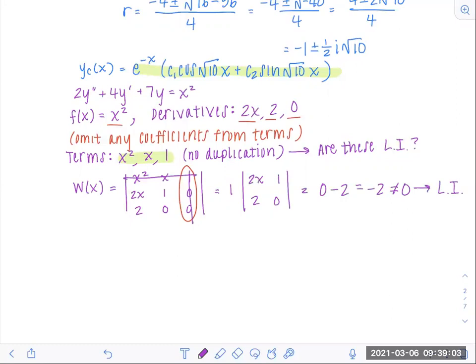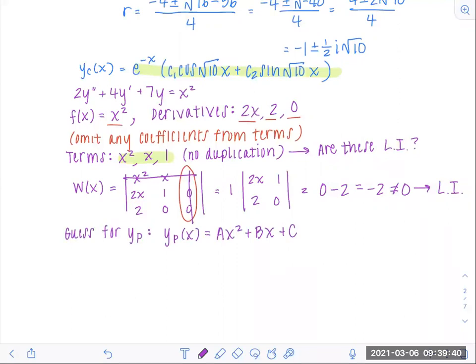At this point, we can now apply rule 1. We checked that we didn't have any duplication in our terms and that our terms are linearly independent. So our intelligent guess for our particular function yp is going to be that yp of x equals, because I already used C1 and C2 in the complementary function, I'm going to use A, B, and C for my particular function. So ax squared plus bx plus c. All right, this is my guess.